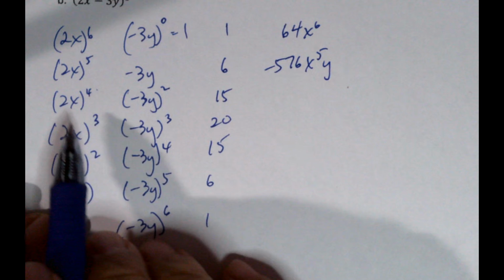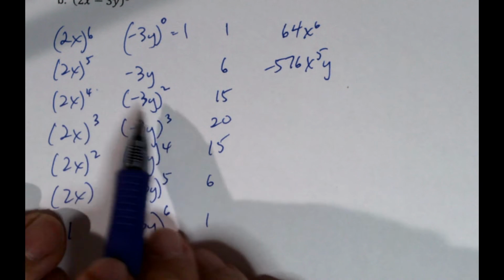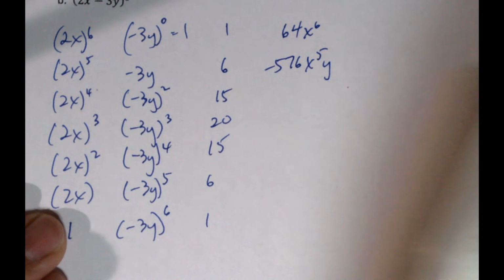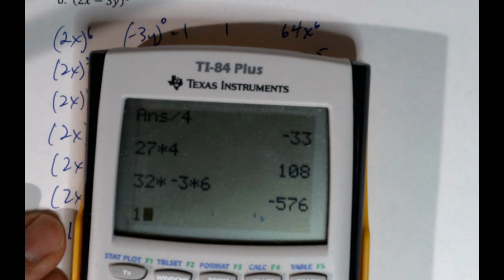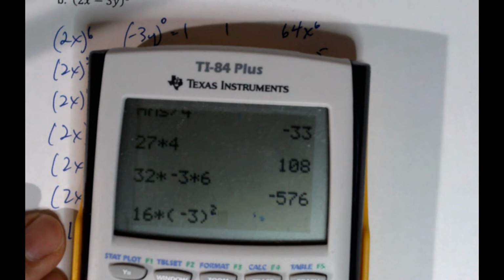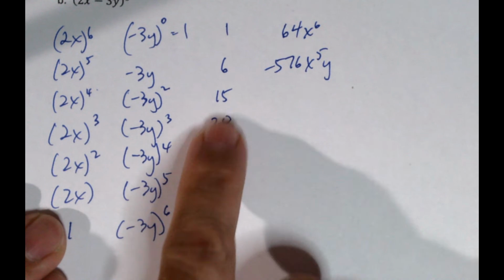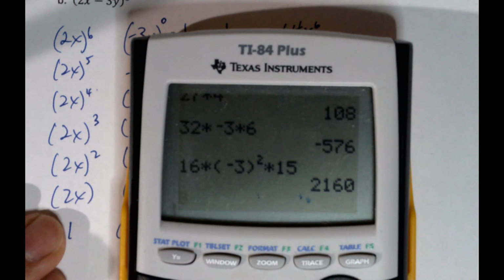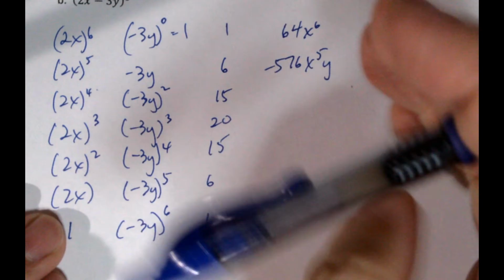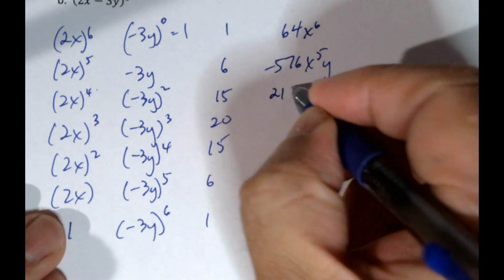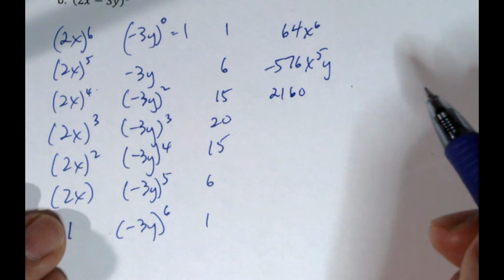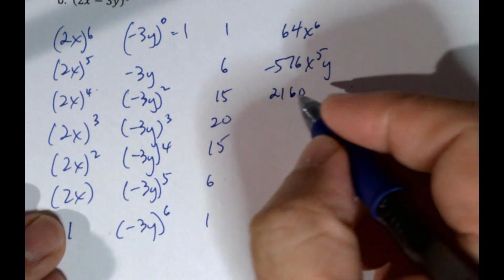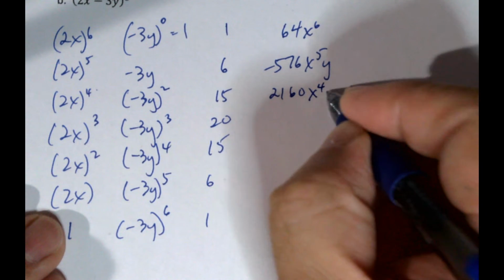And here, 2 to the 4 is 16 times negative 3 squared times the 15. That gives me 2,160. Make sure you put these negative numbers in parentheses. If you do not, you will get it wrong. So it's x to the 4th, y squared.